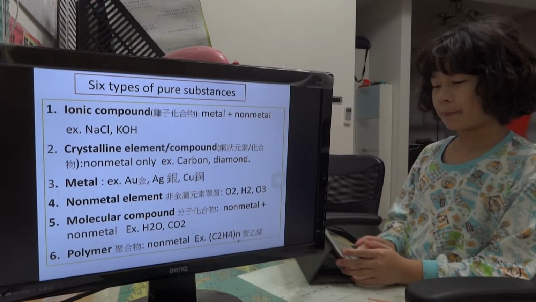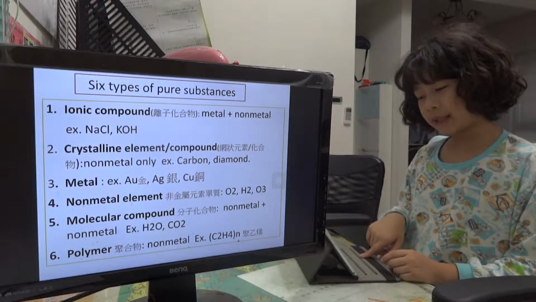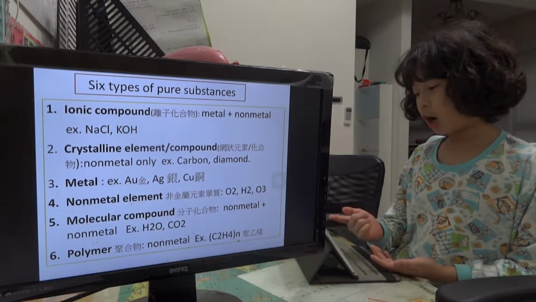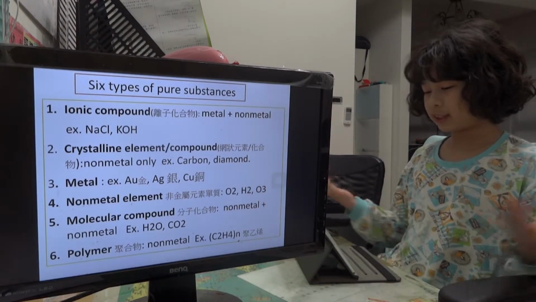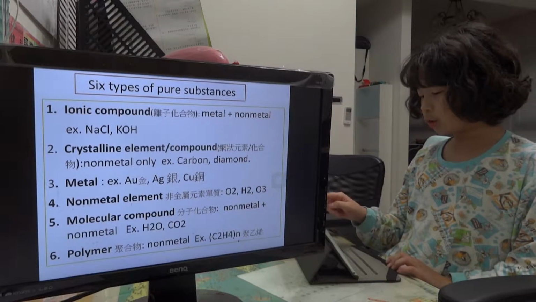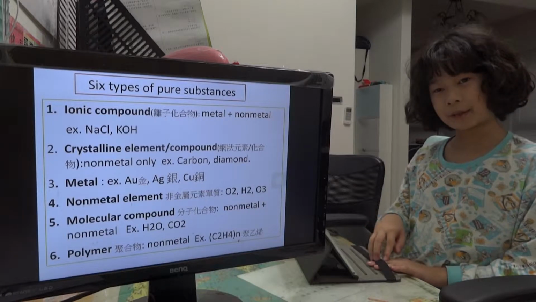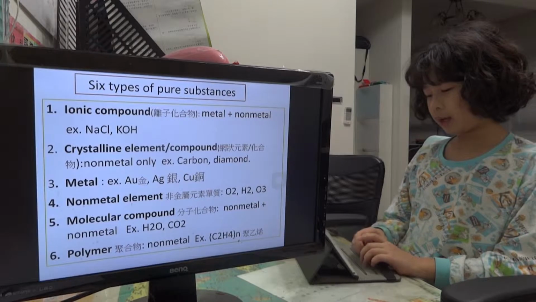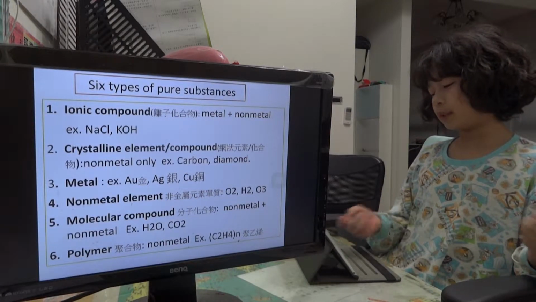First one is ionic compound, which is a metal and a non-metal combined, like NaCl or KOH. Then crystalline element or compound, but it's only for non-metal, like carbon or diamond. And metals like Au, Ag, Cu, and others. And the non-metal element, which is like O2, H2, O3. A molecular compound, which is non-metal and non-metal, like H2O, CO2. And polymers, which is just a lot of things, like starch, or (C2H4)n. That means a lot of it.